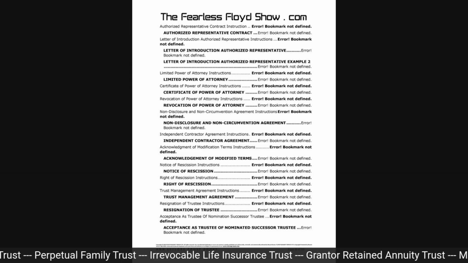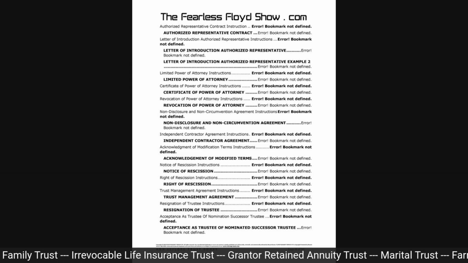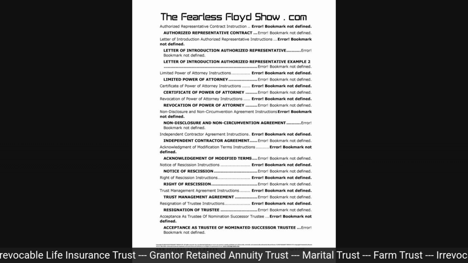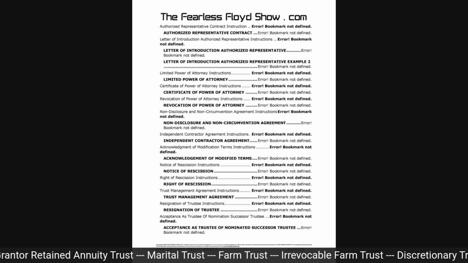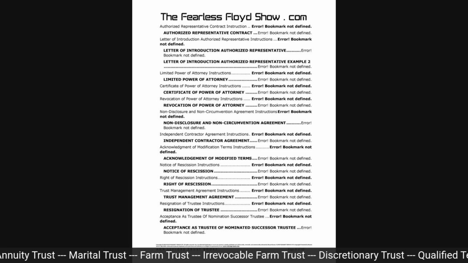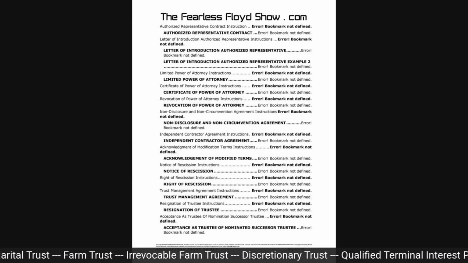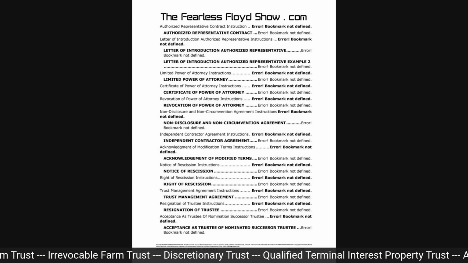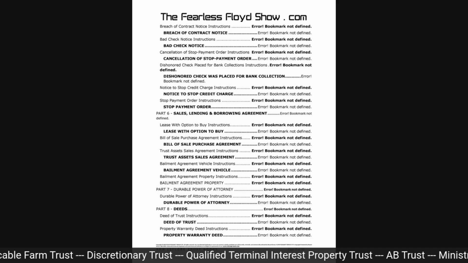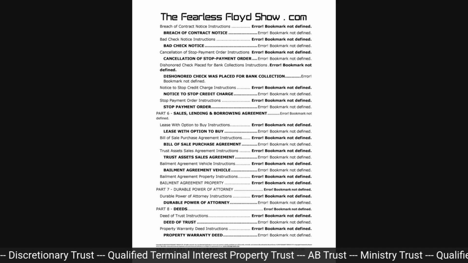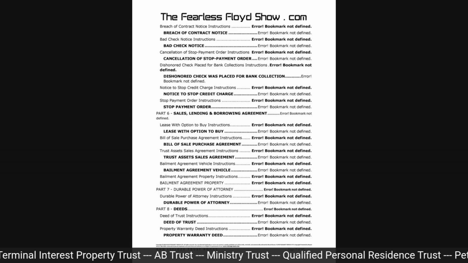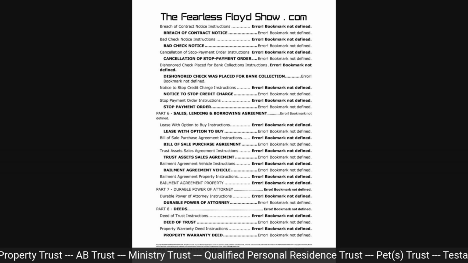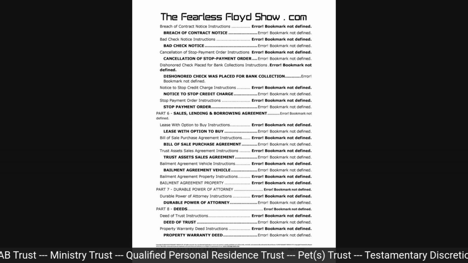non-disclosure and non-circumvention agreement, independent contractor agreement, acknowledgement of modified terms, notice of rescission, right of rescission, trust management agreement, resignation of trustee, acceptance as trustee and or successor trustee, breach of contract notice, bad check notice, cancellation of payment order, dishonored check was placed for bank collection, notice to stop credit charge, stop payment order.